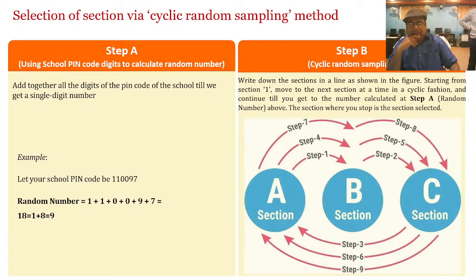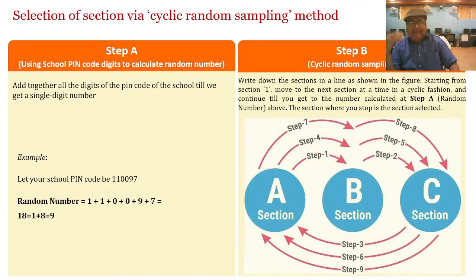It's clearly written that whatever your school code, pin code is, here the example given is 110097. So altogether if you add it, the number becomes 9. And say if you have 3 sections, then how will you select which section you have to give? Then step 1, step 2, step 3, ultimately step 9, and you can see the arrow for step 9 is towards section A.